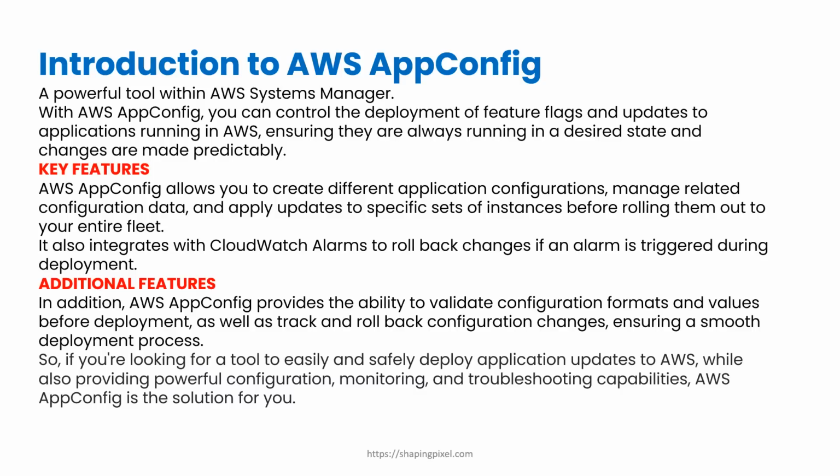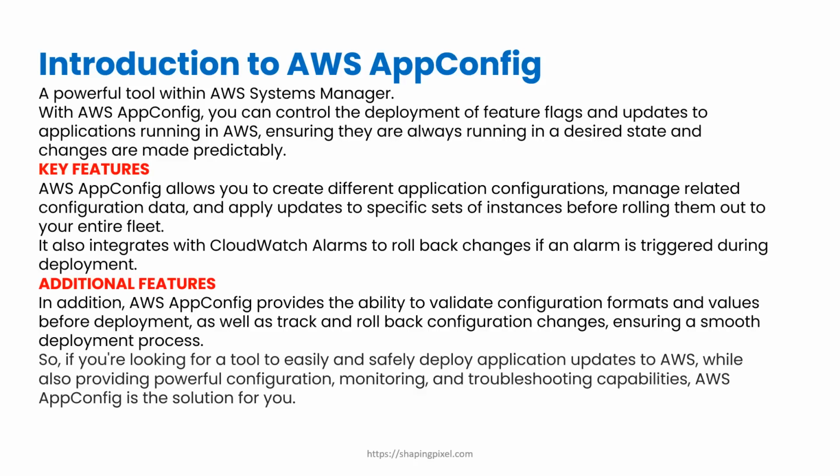AWS AppConfig allows you to create different application configurations, manage related configuration data, and apply updates to specific sets of instances before rolling them out to your entire fleet. It also integrates with CloudWatch alarms to roll back changes if an alarm is triggered during deployment.